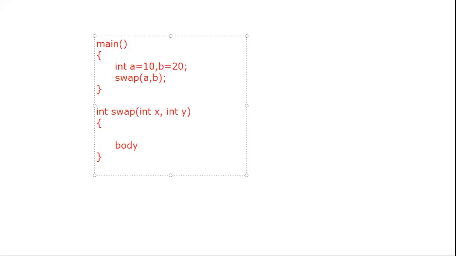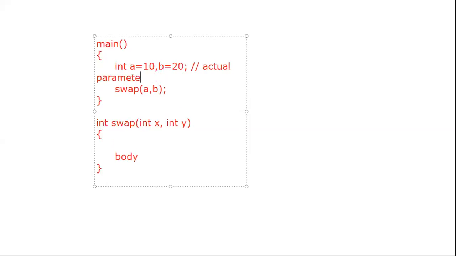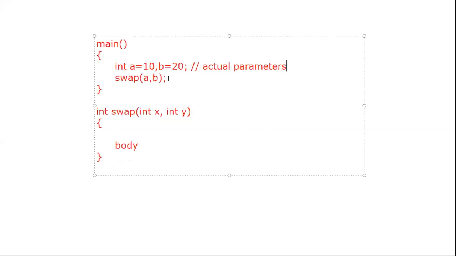I will tell you what is meant by actual parameter and formal parameter, so you will get a better idea. Inside main, the variables a and b are our actual parameters. When we call the function with these actual parameters, the call jumps directly to the definition. Inside this definition, the two variables, integer x and integer y, are formal parameters. Do you get what is meant by actual parameter and formal parameter?